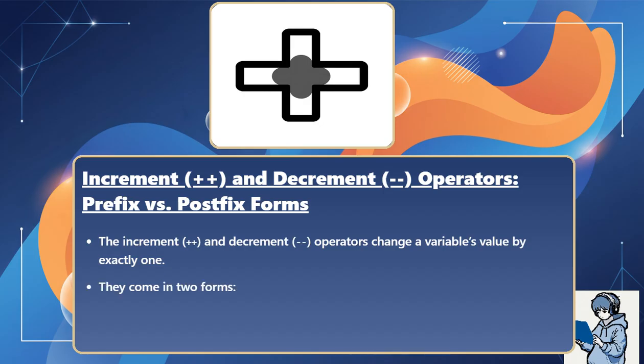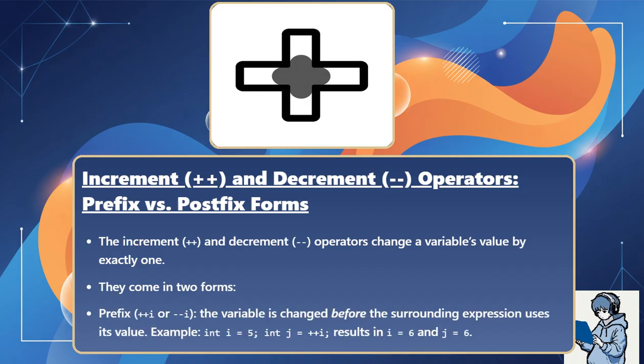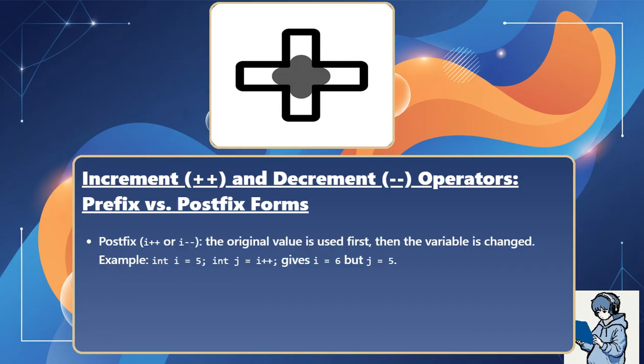They come in two forms: prefix, ++i or --i. The variable is changed before the surrounding expression uses its value. Example: int i = 5; int j = ++i; results in i = 6 and j = 6. Postfix, i++ or i--. The original value is used first, then the variable is changed. Example: int i = 5; int j = i++; gives i = 6 but j = 5.